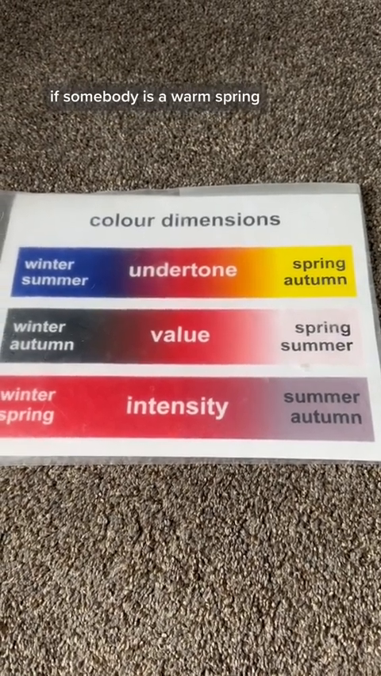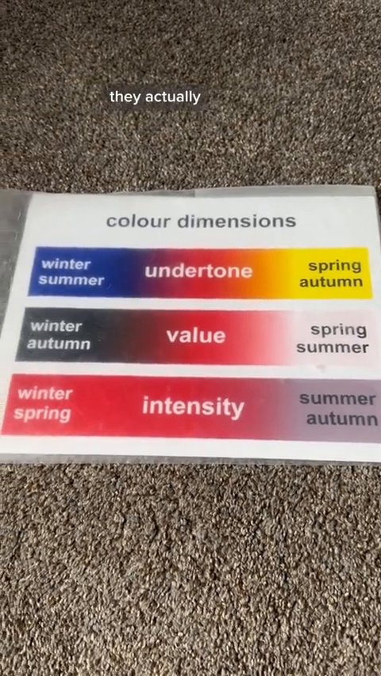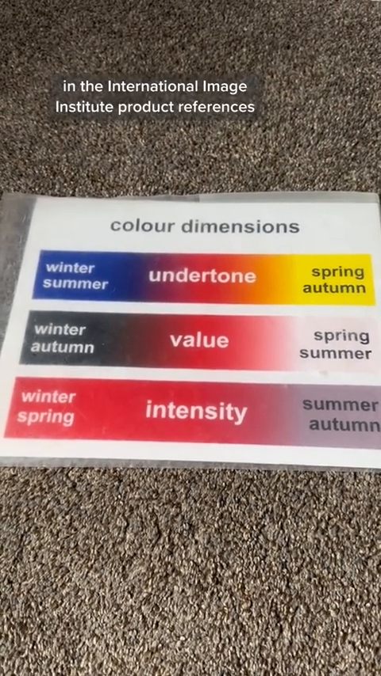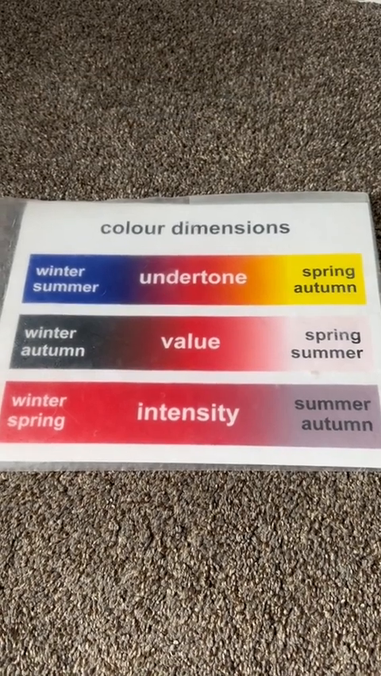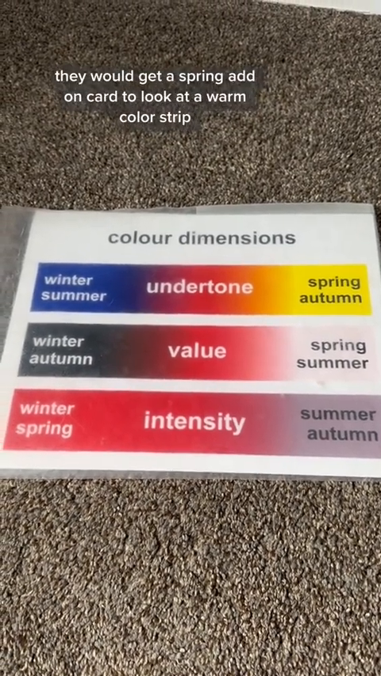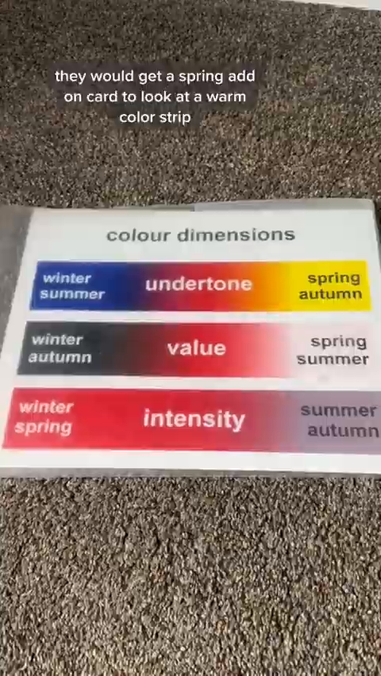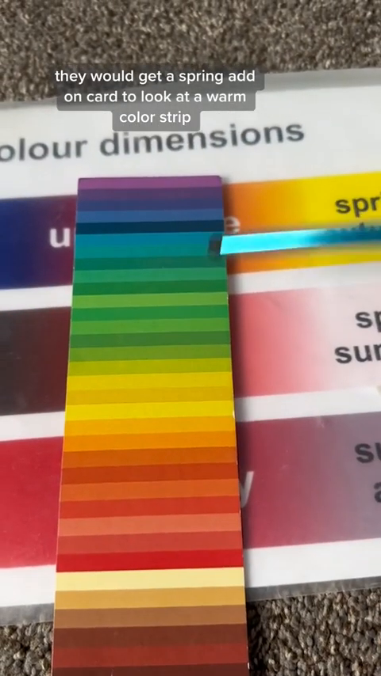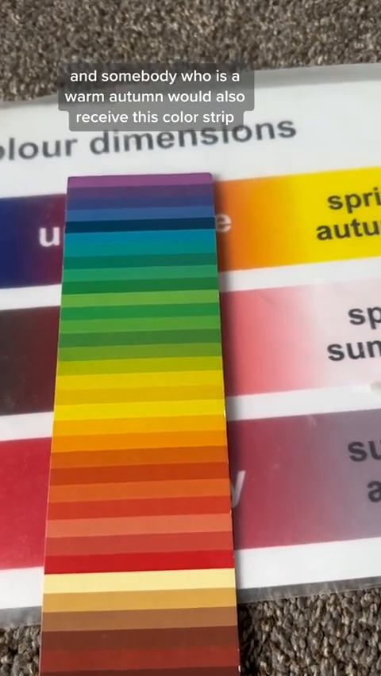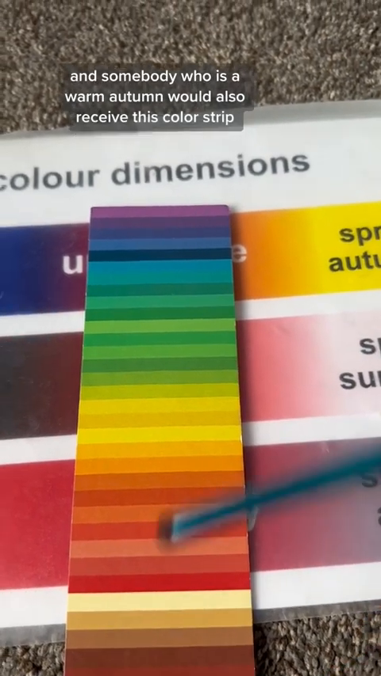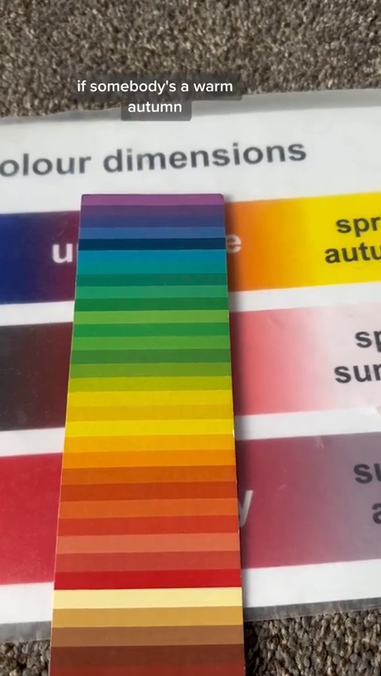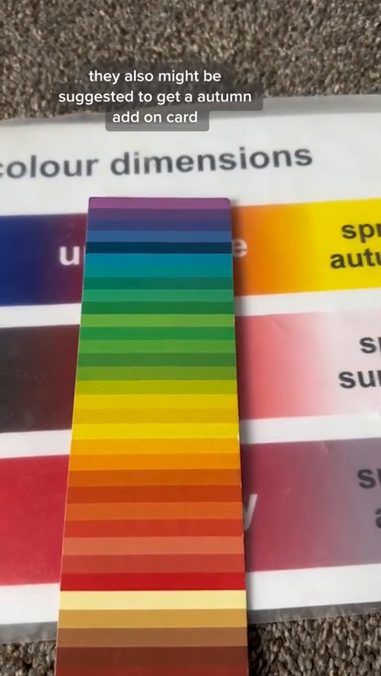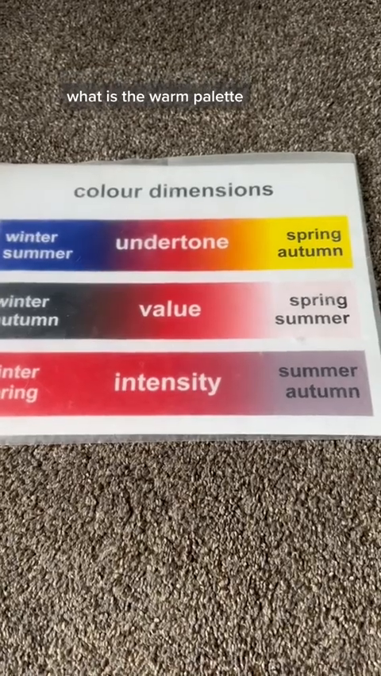If somebody is a warm spring, in the International Image Institute product references, they would receive the warm palette, and in most cases, they would get a spring add-on card. To look at a warm color strip, somebody who is a warm autumn would also receive this color strip. And based on where they landed, if somebody's a warm autumn, they also might be suggested to get an autumn add-on card.